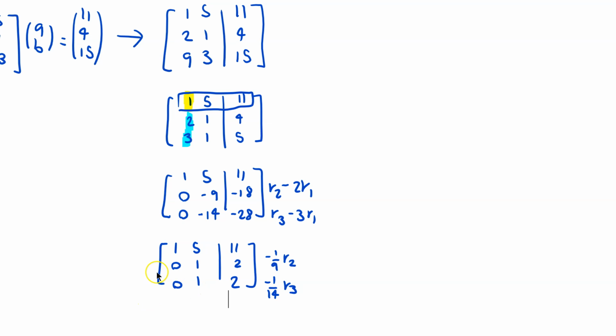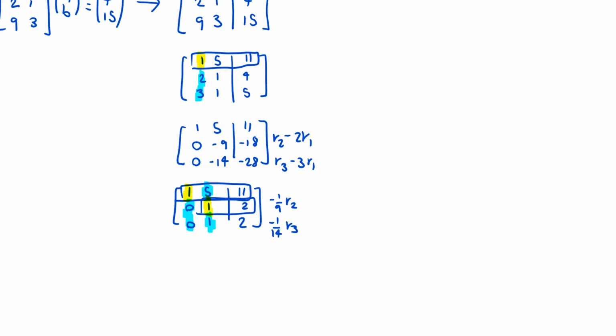Now then, it seems like I have my second leading one here. So this is my first blue bar. This is my second blue bar. This is my leading one. This is my leading one. This guy and this guy is already 0, so I'm happy. Now I need to turn this guy and this guy into 0. So let me try that next.